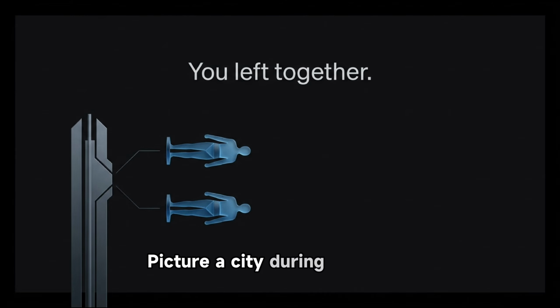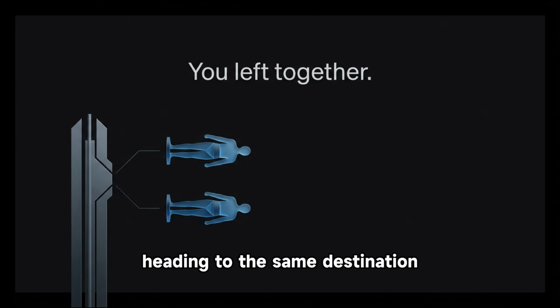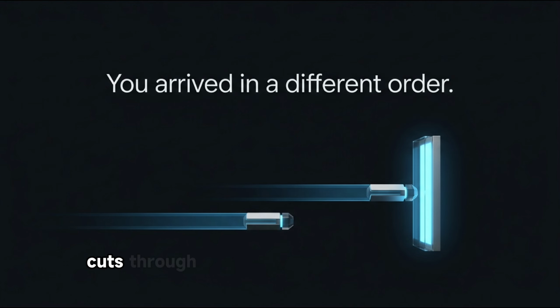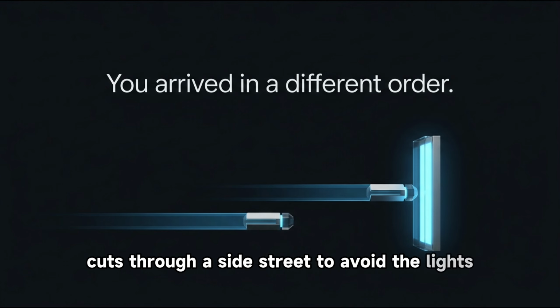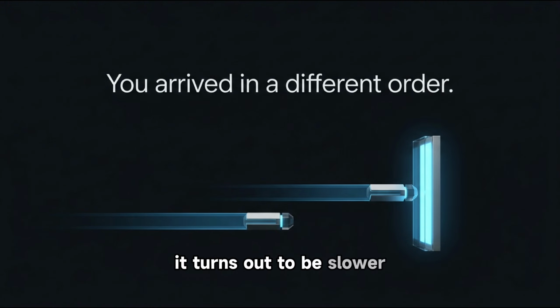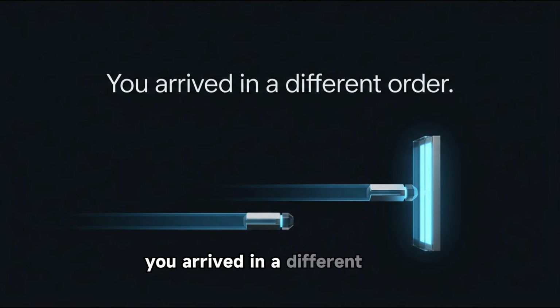Picture a city during rush hour. You and a colleague are leaving the same building at the same moment, heading to the same destination across town. You take the main road. Your colleague cuts through a side street to avoid the lights. The side street looks shorter on the map. It turns out to be slower. A truck is double parked. A crossing guard holds traffic for 2 minutes. You arrived in a different order.